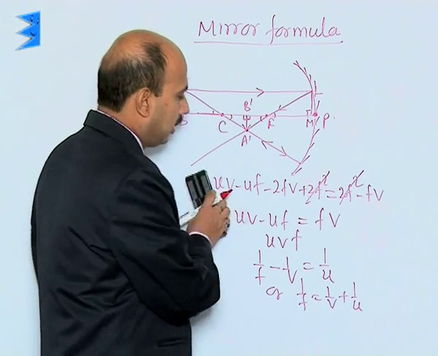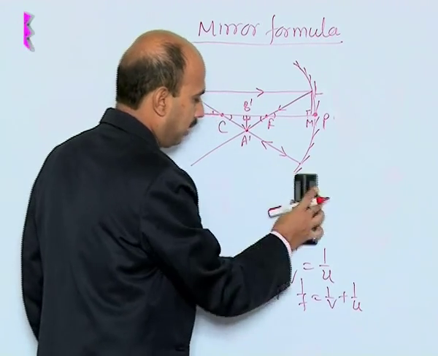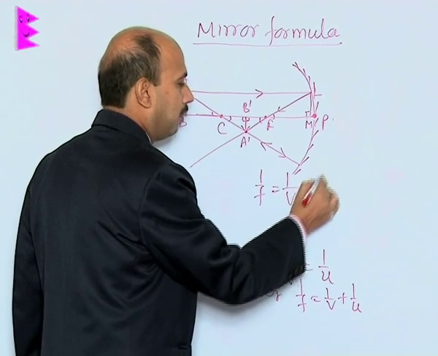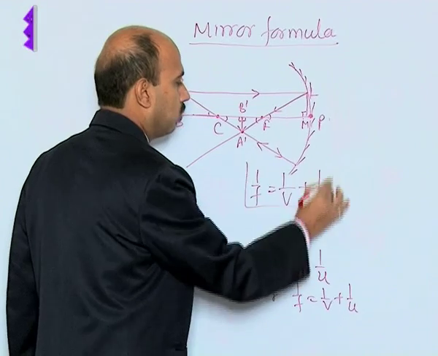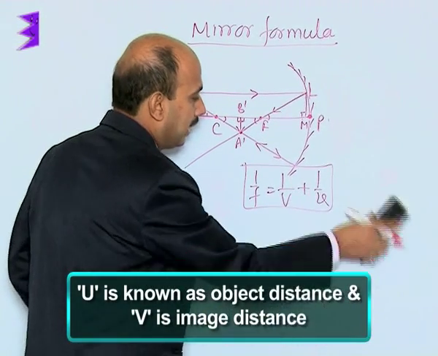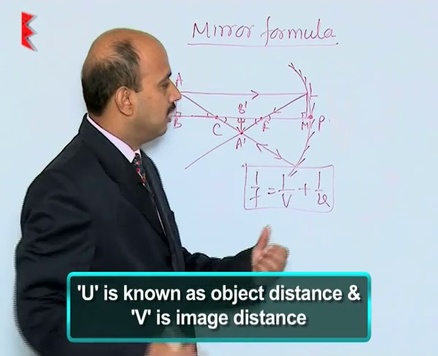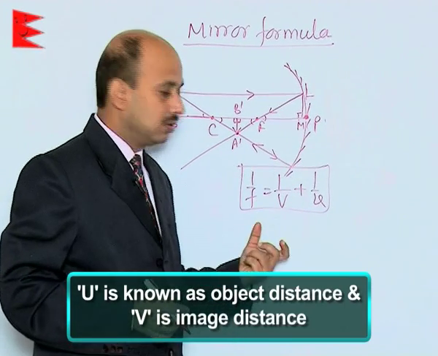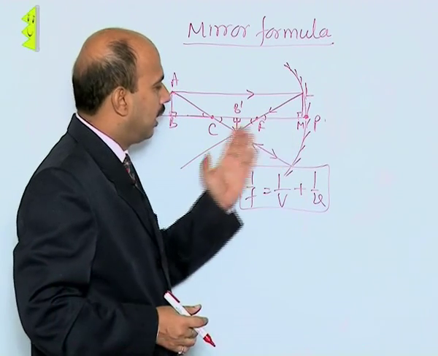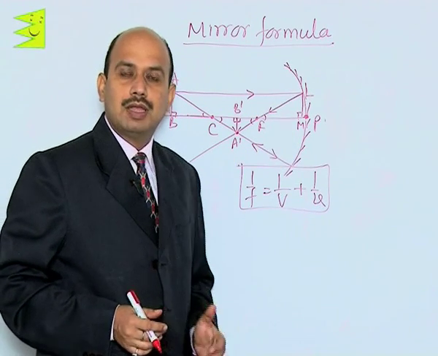So this is known as the mirror formula. This formula, 1 upon f is equal to 1 upon v plus 1 upon u, is known as the mirror formula, where u is the object distance, that is the distance between the pole and the object, v is the image distance, that is the distance between the pole and the image, and f is the focal length of the mirror.